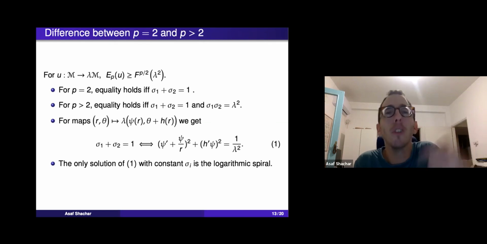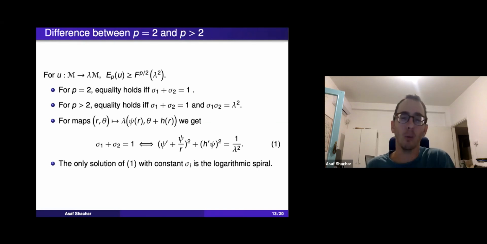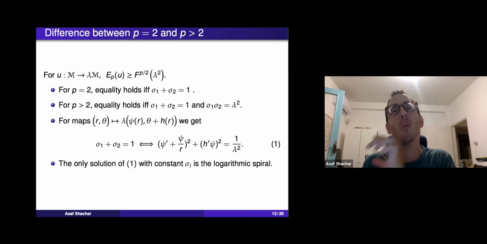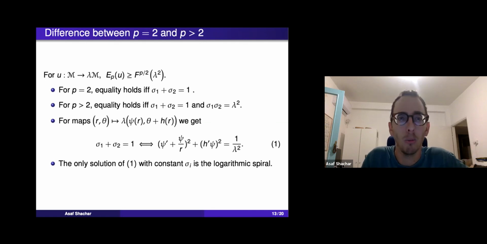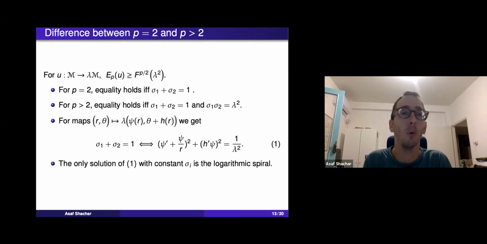And if you try to use these kinds of maps to construct smooth solutions for p greater than 2, so with constant Jacobian, then the only solution of this equation gets you back to the logarithmic spiral we saw before, which is not smooth at the origin. So you don't get anything more out of it if you try to construct such maps for p greater than 2, which have constant singular values. So for p equals 2, we construct maps which do not have constant singular values. Only the sum is constant.